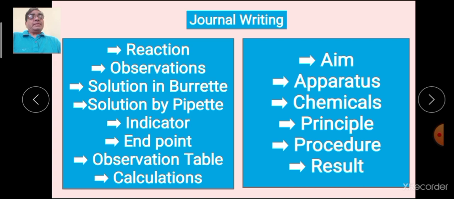Thus, write the experiment as completed as early and send it to our department mail.